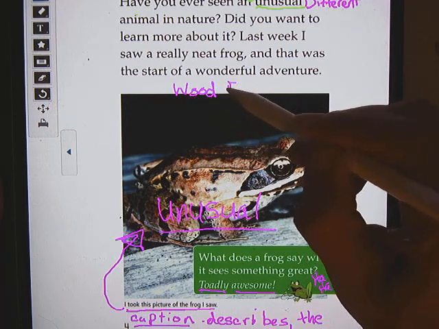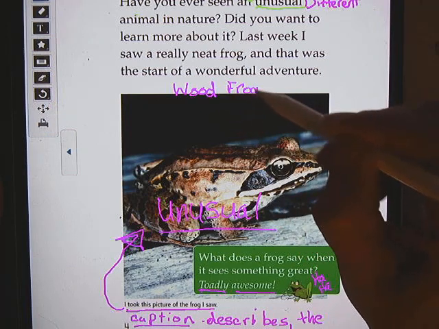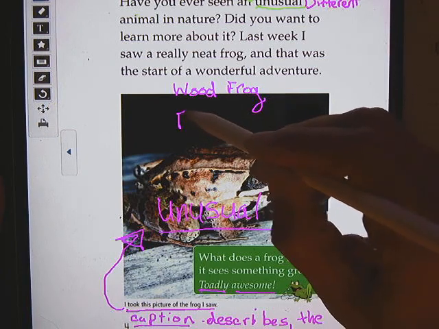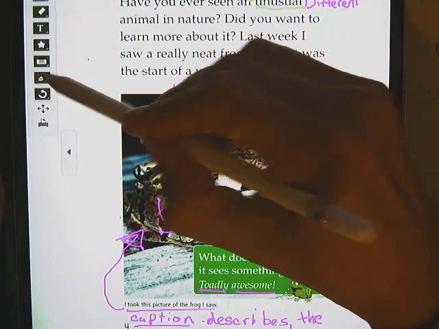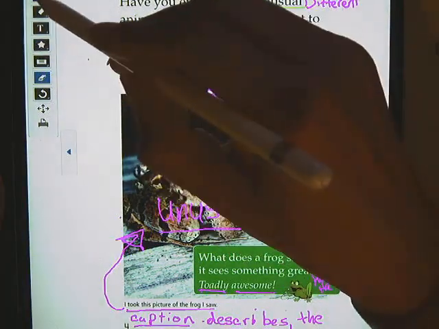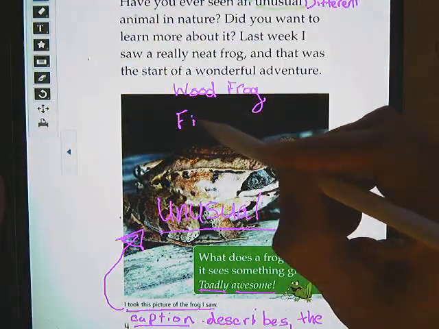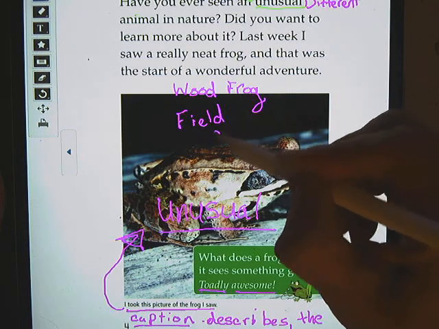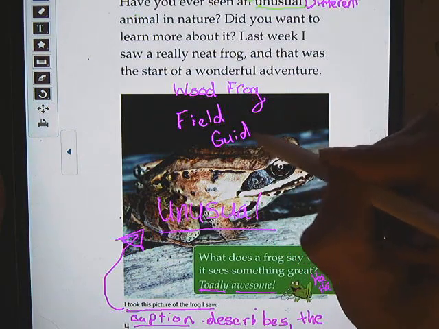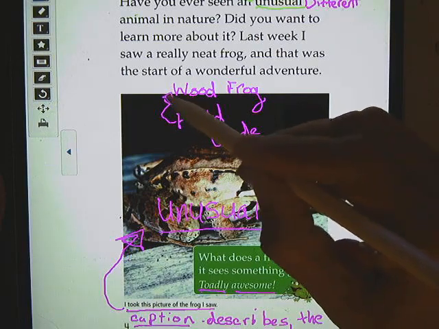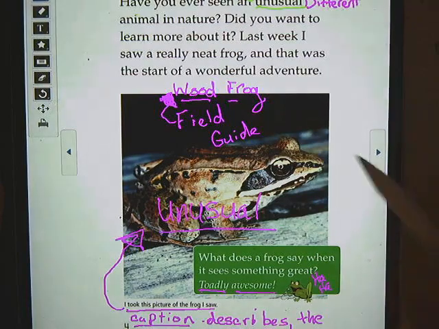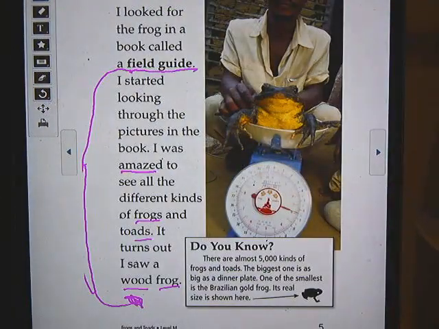And how did she find out that it was a wood frog? She used what? She used a field guide. And the field guide told her what? By looking through the pictures, she discovered what her frog was known as, and that is a wood frog.